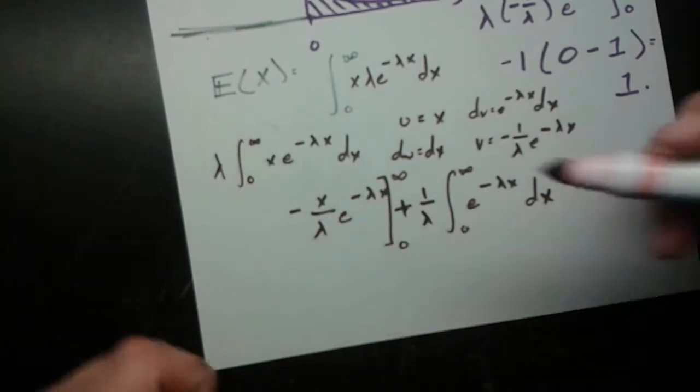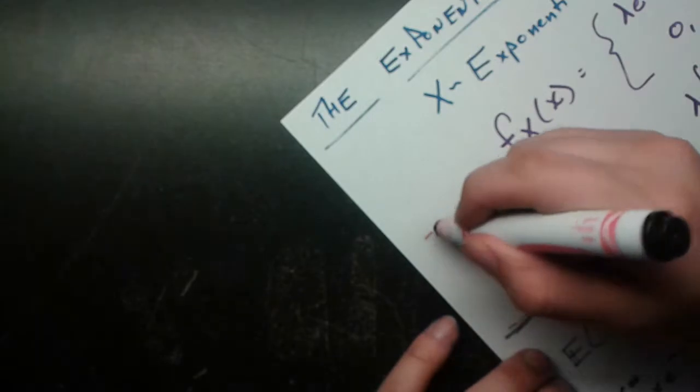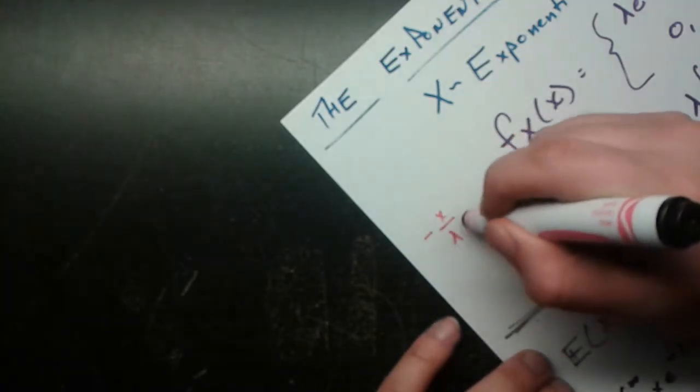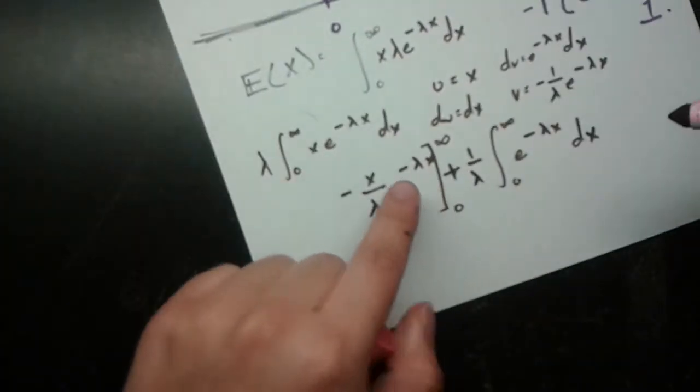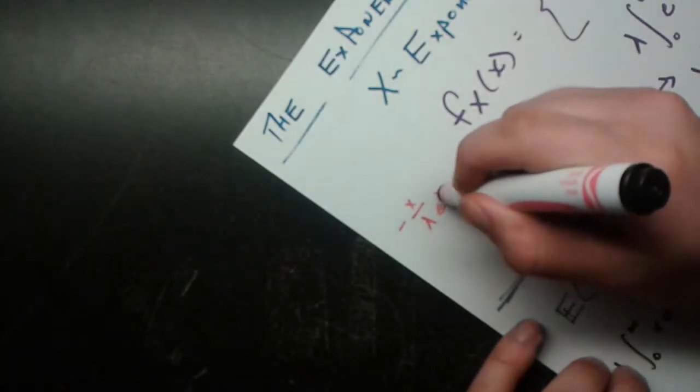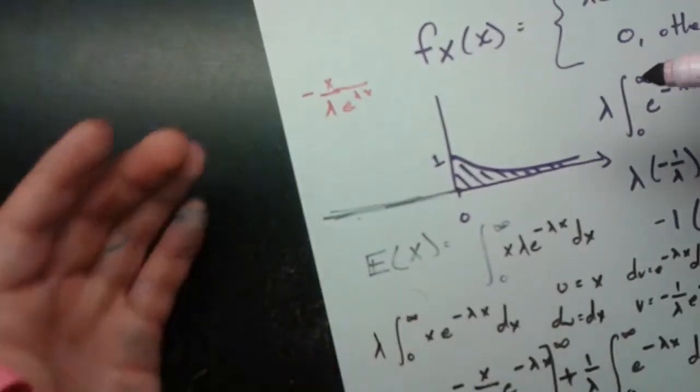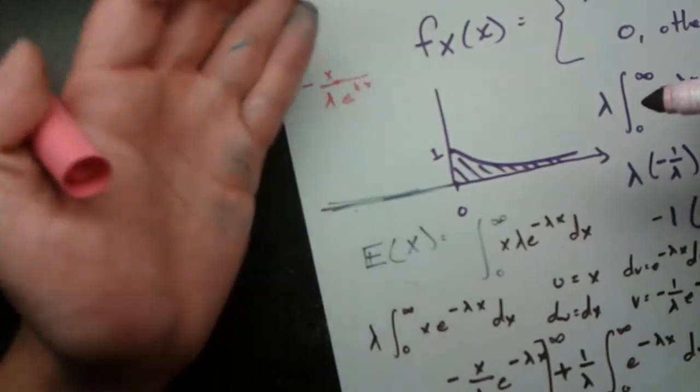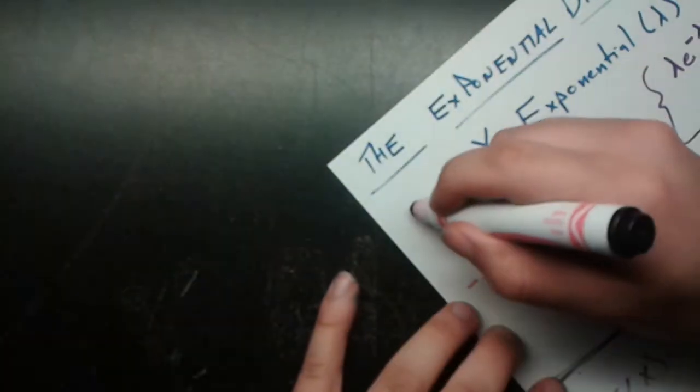Let's do a little side trek over here. So we have minus x over lambda, and I'll put this e to the minus lambda x in the denominator, so it's e to the lambda x down here. Now, what grows faster? x or e to the lambda x? E grows faster, and we can see that just by a simple graph.